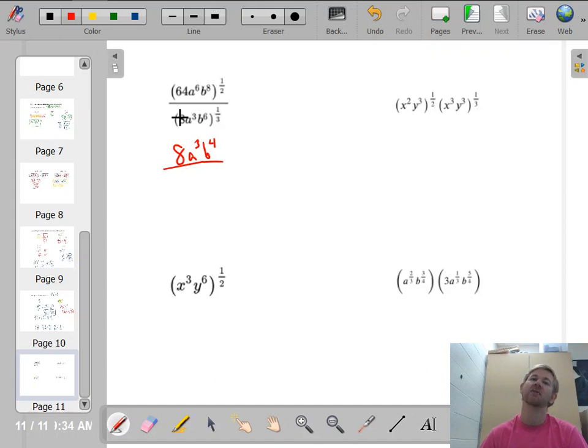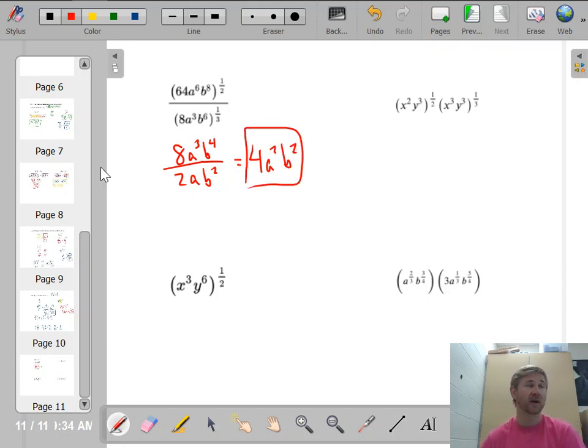Same thing here. The cube root of 8 is 2. The cube root of a cubed is a because 3 times 1/3 is 1. And 6 times 1/3 is 2. So this ends up being 8 divided by 2, which is 4. You could cross out one of these and you have 2 left in the top. You can cross out 2 of these and you have 2 left in the top. So 4a squared b squared. Okay, looks good. Way better than what we had.